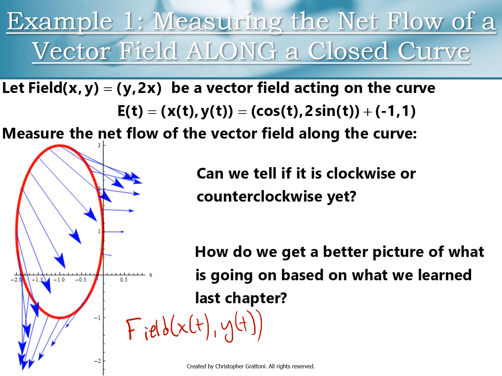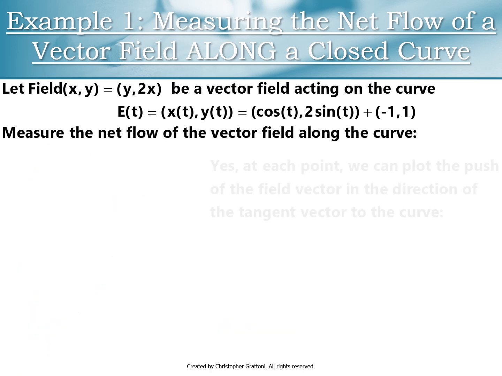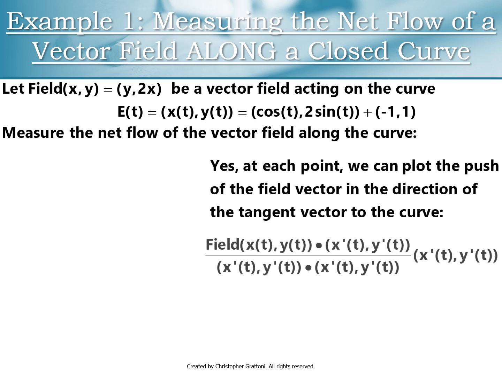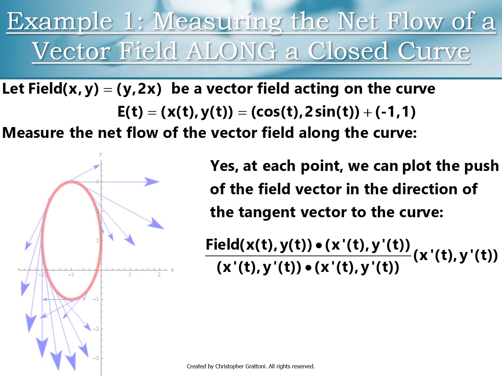If we want a better picture of what's going on, remember that instead of plotting just field of x of t, y of t, we could look at the push of the field vectors in the direction of the tangent vectors. That's what we're going to look at on this slide. We're going to do field.tangent over tangent.tangent times the tangent vectors, and there's the plot it produces. Again, you get a better idea of whether the net flow along that curve is going to be clockwise or counterclockwise, but it's still not super clear cut.